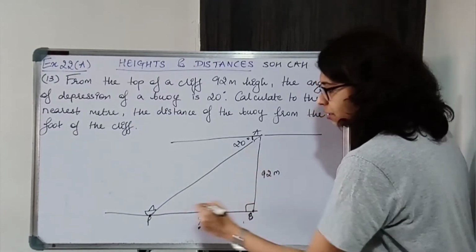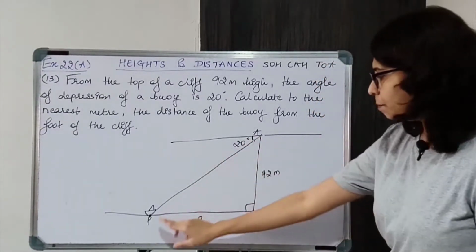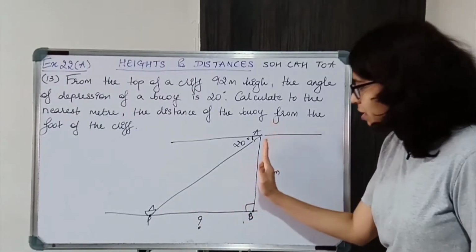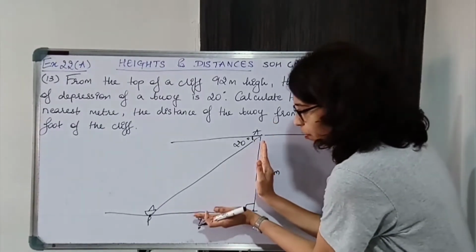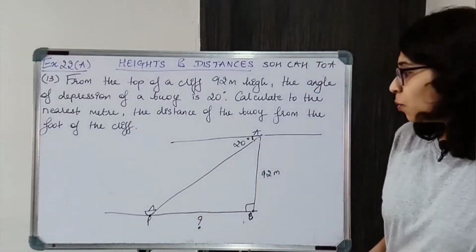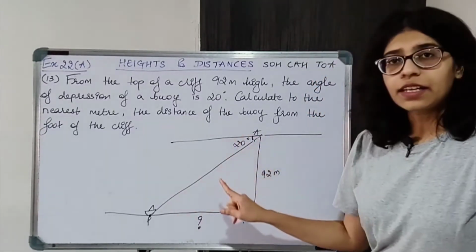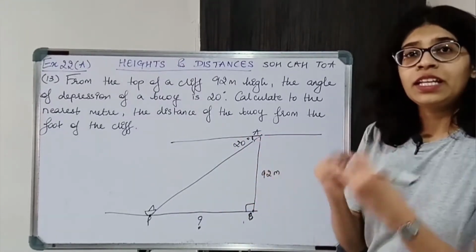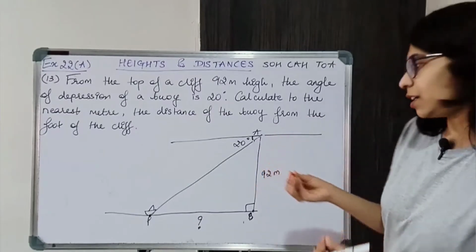This is a right angle triangle, APB or ABP. It is a right angle triangle because this is a vertical cliff. It is perpendicular to the sea or the water source. Now in this right angle triangle, we know that AB is 92 meters. Now we need one angle. We are given the angle.